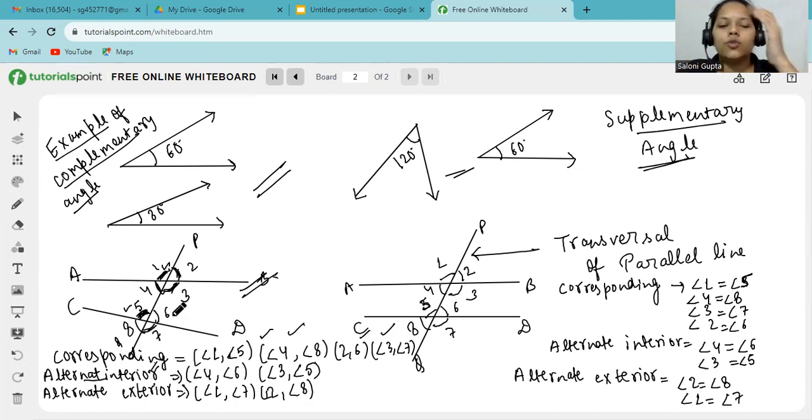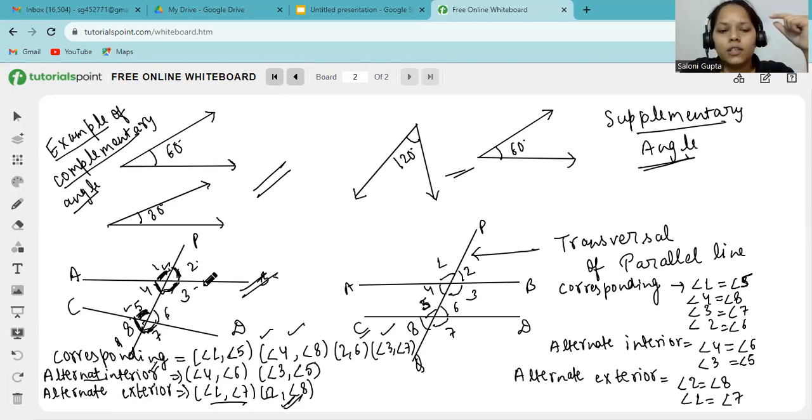Then alternate interior angles. These are on the alternate sides of the transversal and between the two lines. You can see 4 and 6, 3 and 5. They are both examples of alternate interior angles. Then alternate exterior angles. They are outside the lines and on the alternate sides of the transversal. So 8 and 2 are a pair of alternate exterior angles, and 1 and 7 are also a pair of alternate exterior angles. Then what are the co-interior angles? Co-interior angles are made on the same side of the transversal.